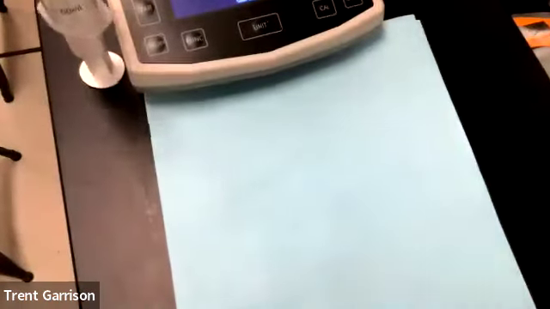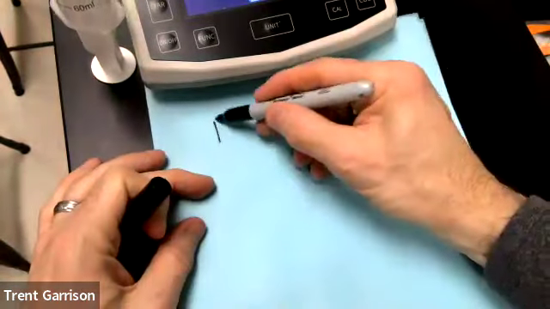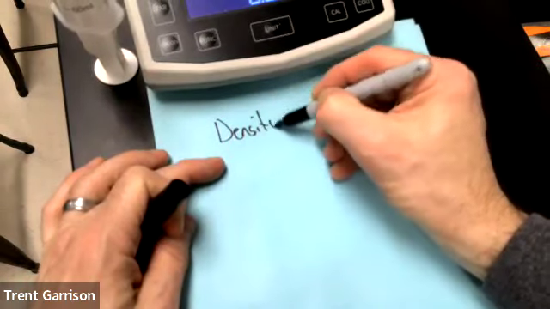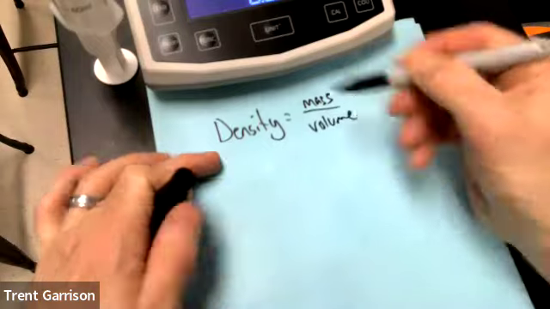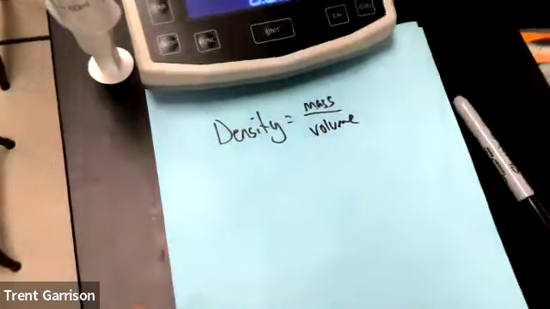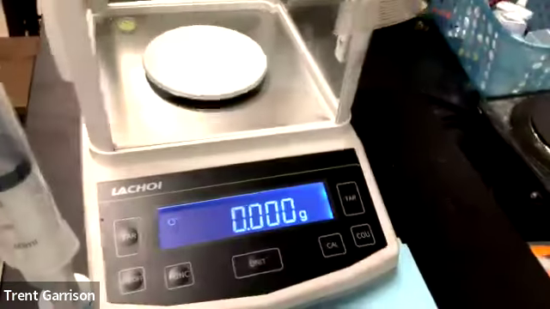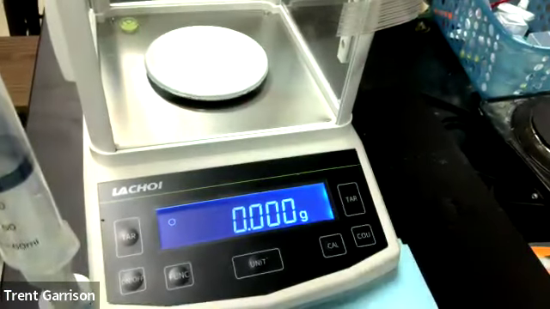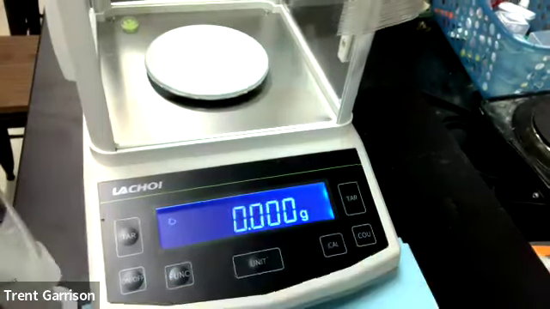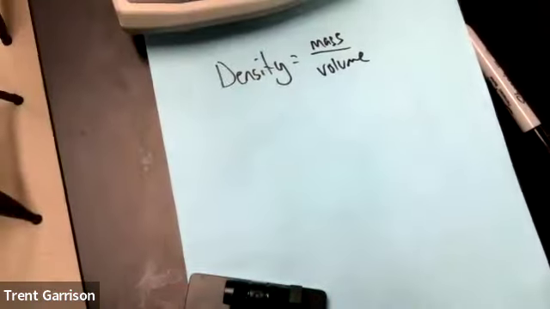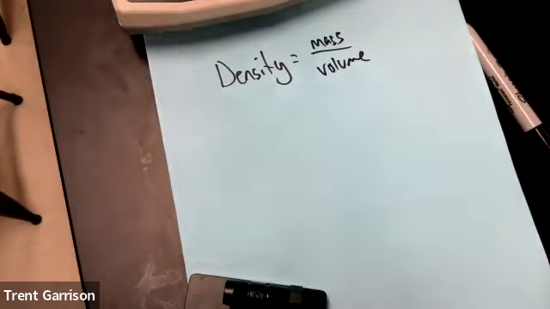So let's take a look at my page here and let's figure out now what is the formula for density. Density is equal to mass over volume. Okay, well, we are going to calculate the mass because you notice the units are in grams, and we can calculate a volume because we know that right here. So that will allow us to calculate a density. Awesome.